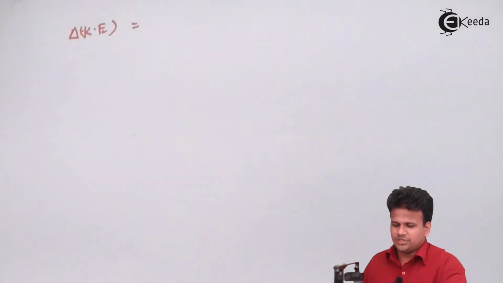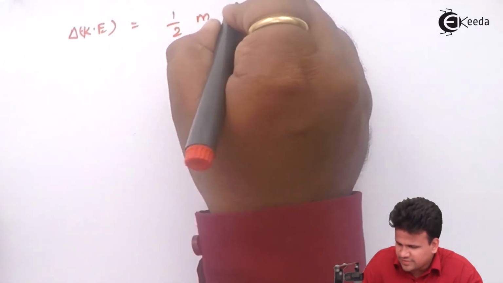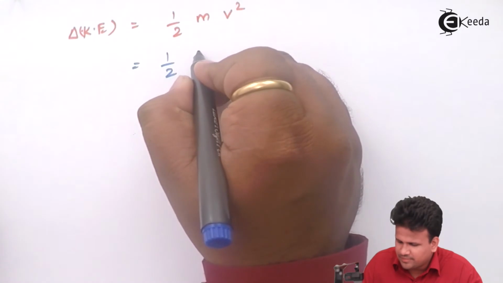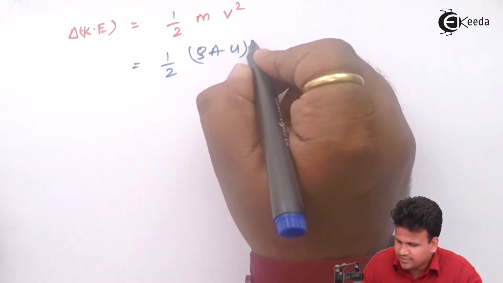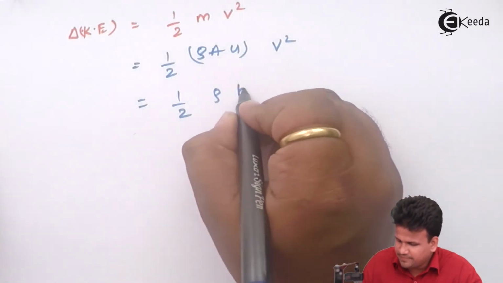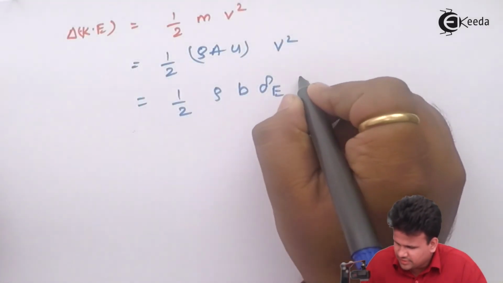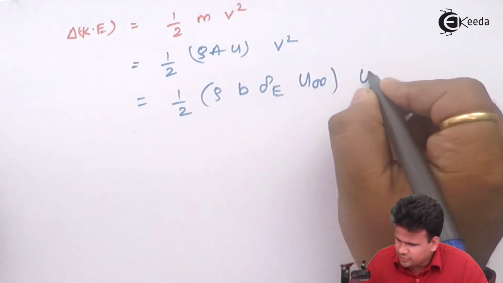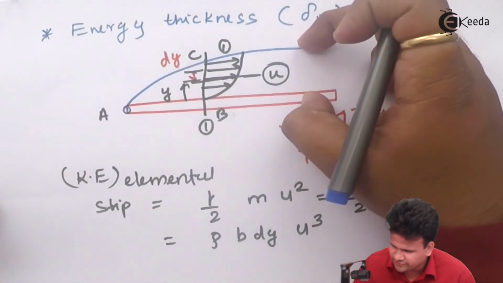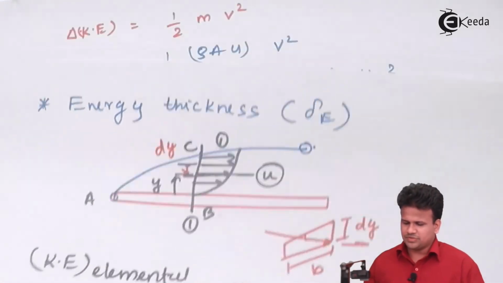So now the kinetic energy with energy thickness can be given as half m into v square, whereas the mass will be given as rho into area into velocity, into v square. So this is half into rho into area, that will be b, into delta E, that will be energy thickness, into we'll have the velocity, that will be u infinity, into u infinity square. So how have we got this as u infinity? By displacing by a distance of delta E at this topmost point, the velocity of the fluid will be equal to u infinity. So we have seen this term.